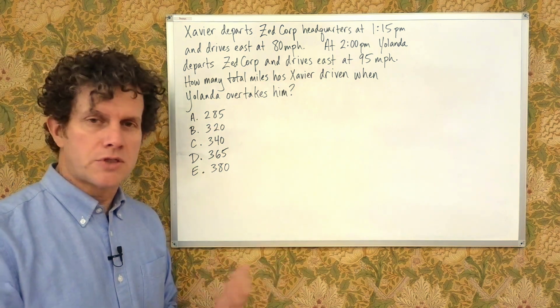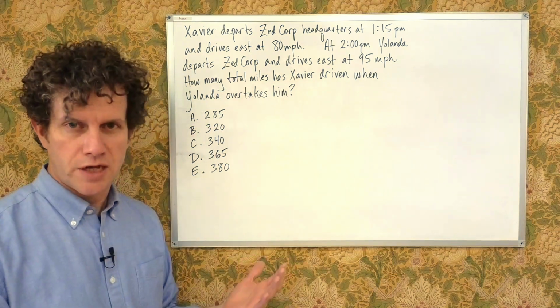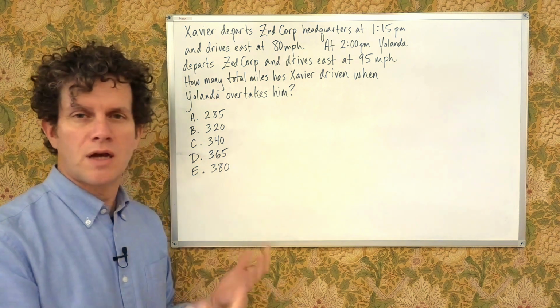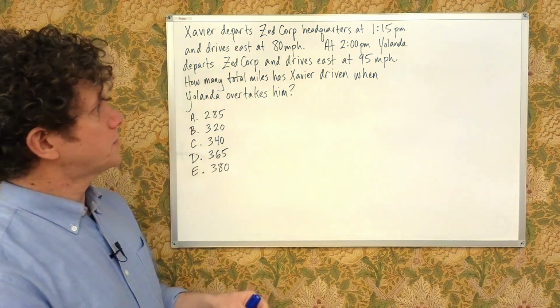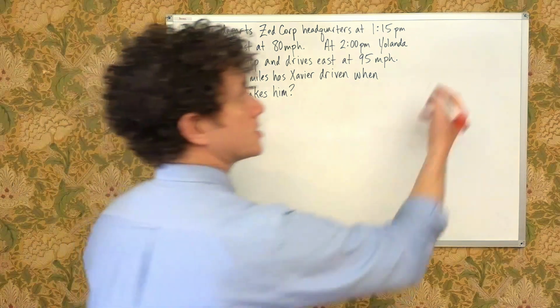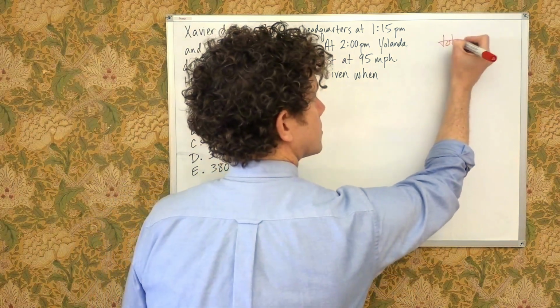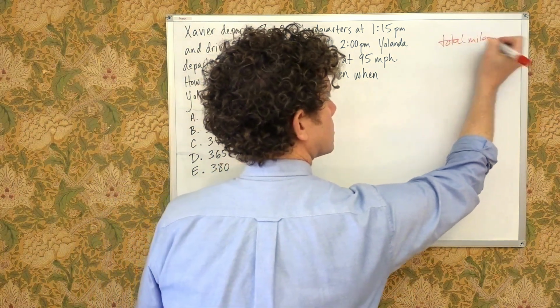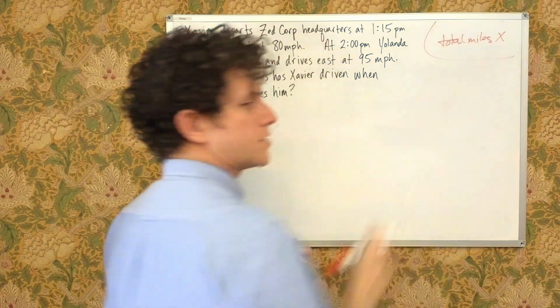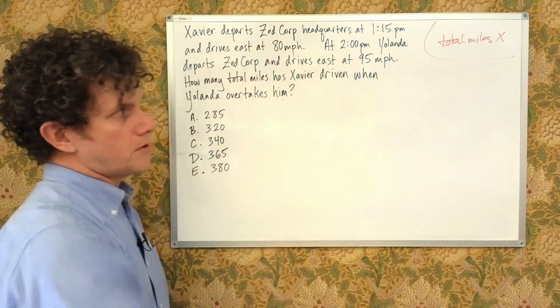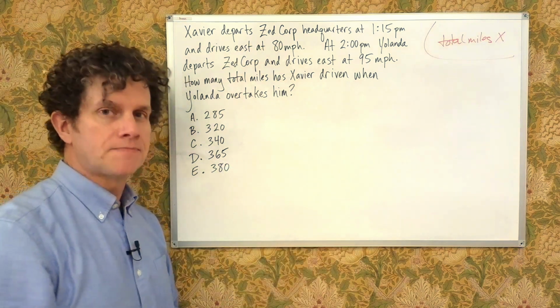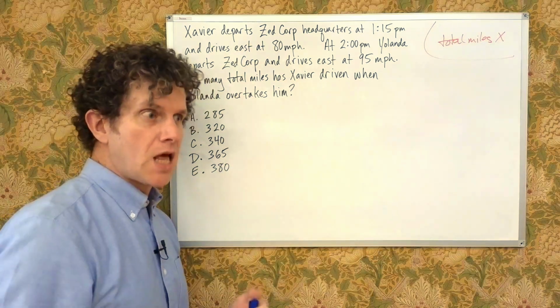He leaves first, she leaves second, she's going faster, she catches him. Read a second time, I've got a bunch of details here. Super. What is it I'm looking for? Total miles he drives. Xavier's total miles. Pick a path. How am I going to get from all this information to that? And this is what I want to talk about.